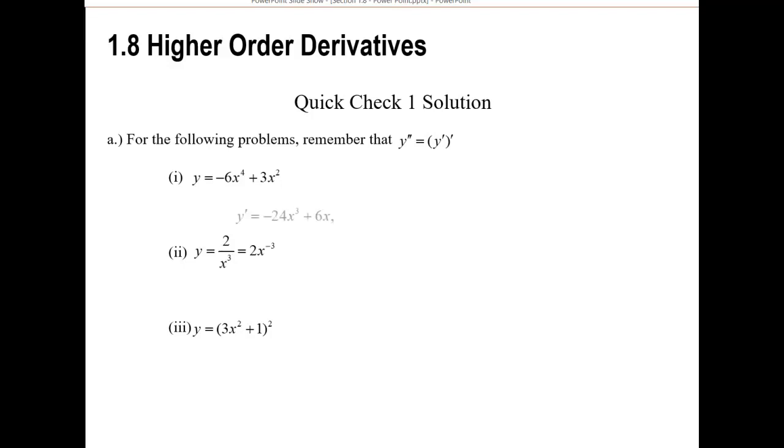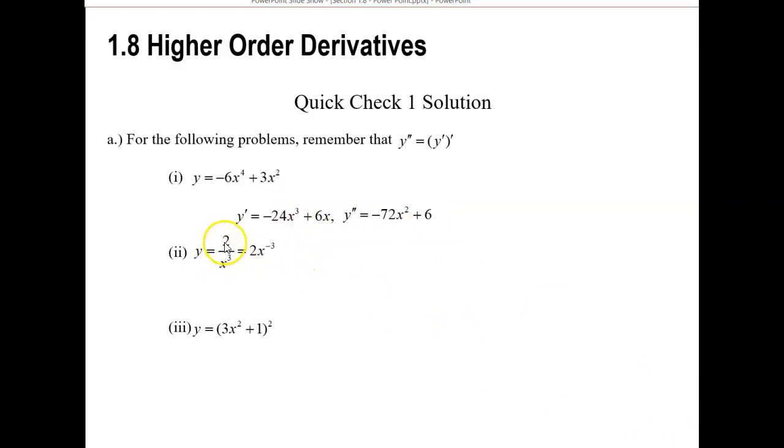So for our first problem here, the first derivative would be negative 24x to the third plus 6x. And then that function's derivative would be negative 72x squared plus 6. That's just power rule.